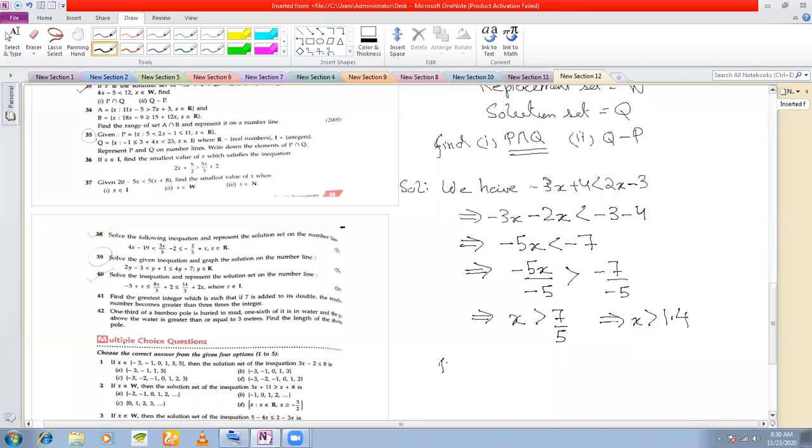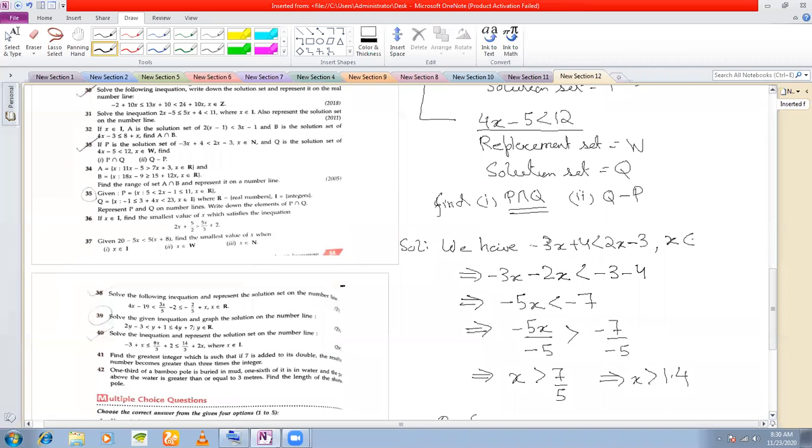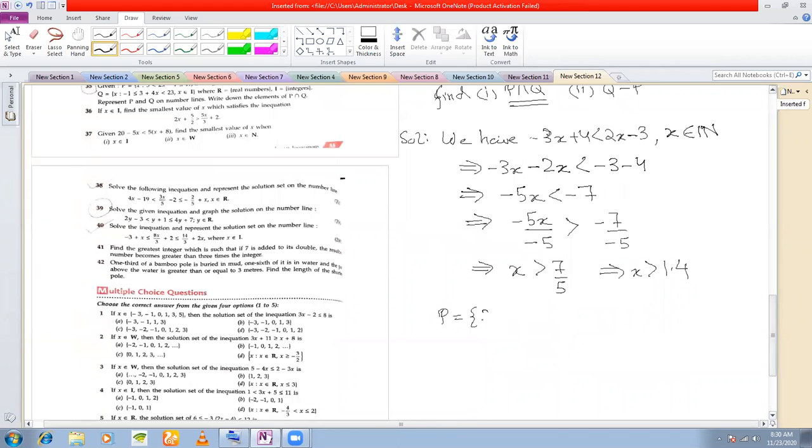So what is the solution set P here? The replacement set here was the set of natural numbers. What are the natural numbers greater than 1.4? There are 2, 3, 4, 5, and so on, continuing to infinity. Because it is an infinite set, you can also write it in set builder form: x such that x greater than 7 by 5, x belongs to N. This is how you write it in set builder form. So this is the solution set for the first one.